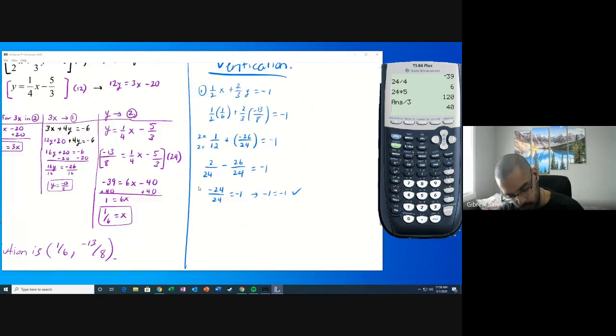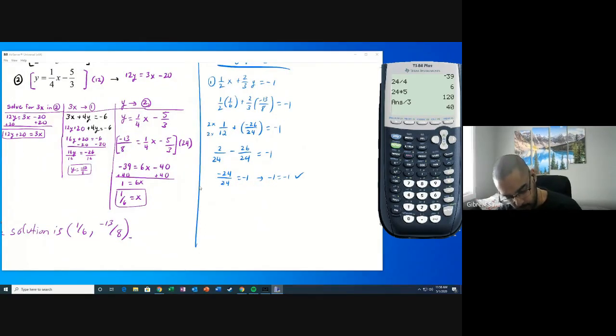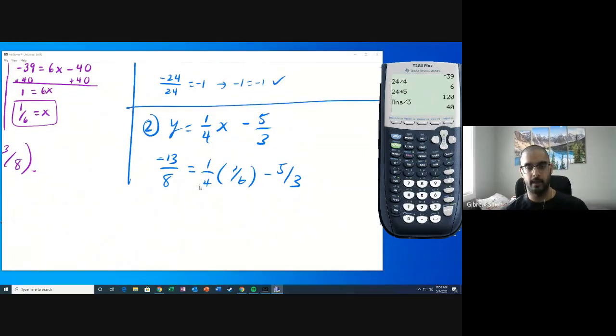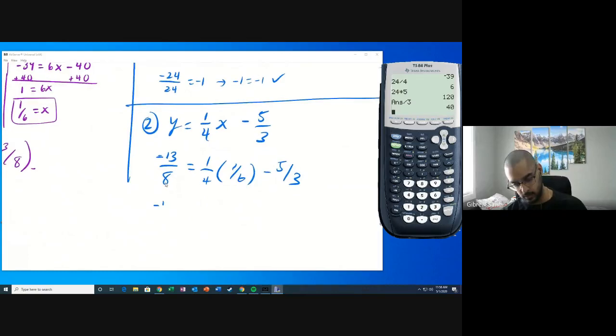Equation 2 is y equals 1 over 4x minus 5 over 3. Our value of y was negative 13 over 8 equals 1 over 4 times x, where x is 1/6, minus 5 over 3. Now I can't do anything with the left, so we're going to leave that alone. I can multiply these two together. I'm going to get 1 over 24 minus 5/3.